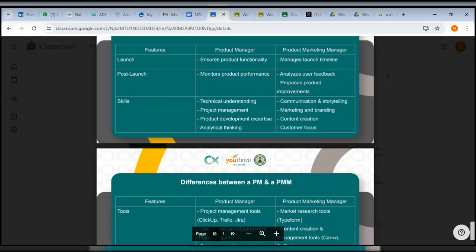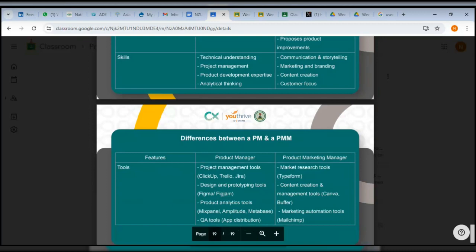For a product marketing manager, the skills expected are communication and storytelling skill, a marketing and branding skill, content creation skill, and a customer focus skill. So your marketing efforts all have to be customer focused.